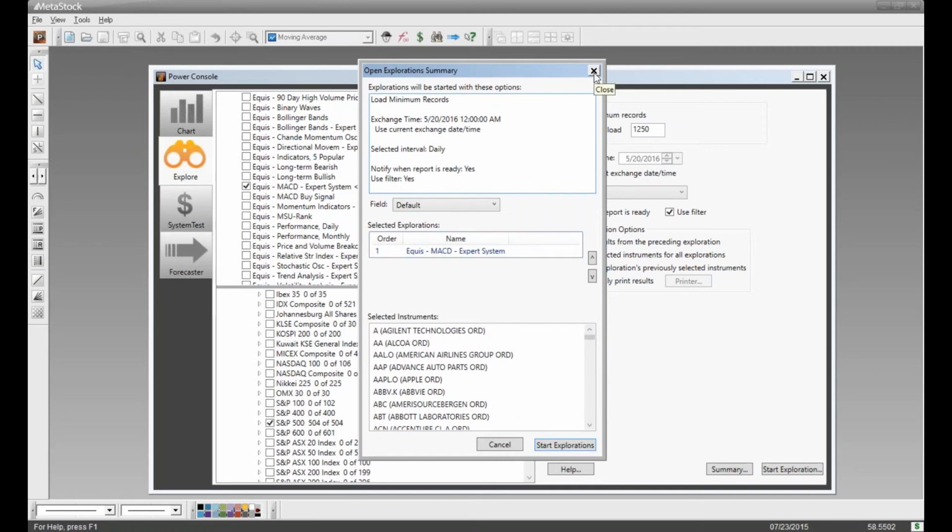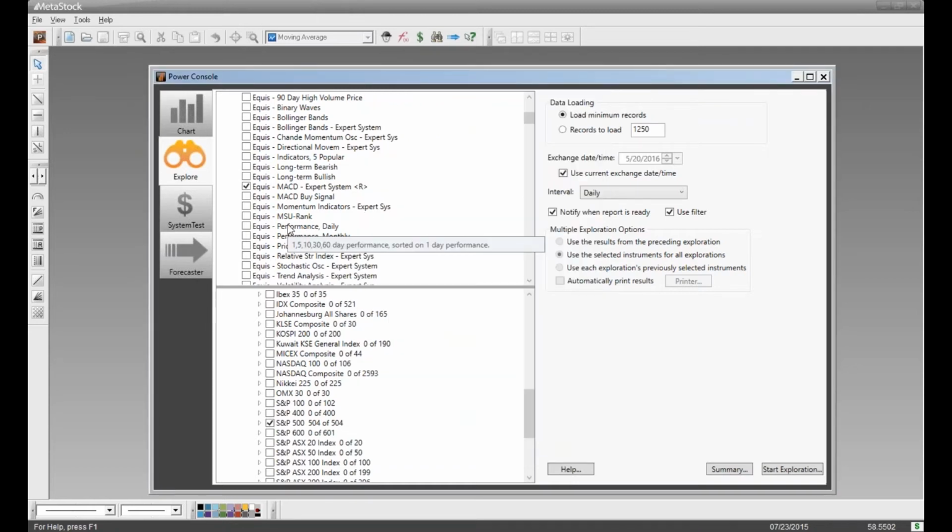Now, here's where I want to show you where you can actually run multiple explorations simultaneously. And this is very, very handy for a couple of reasons. Number one, if you start off with a very general exploration, like a moving average cross-up over 200 periods, or if you're using the MACD system, it's most likely going to return quite a few results. And if you want to whittle that down even further, you can do that in one fell swoop instead of having to go back in and run your exploration again.